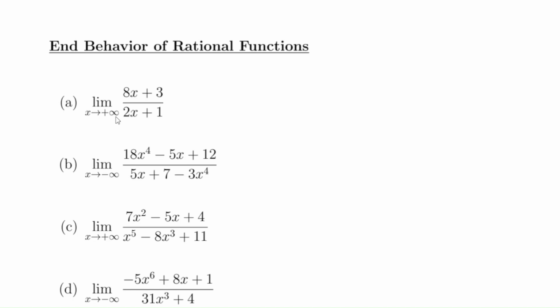Now imagine plugging in a really big positive number, let's say 100. What if you plugged in 100 for x? What kind of number would you get? Well, if you plugged in 100 here, 8 times 100 would be 800 plus 3. That'd be 803. In the denominator, we get 201. So if we plugged in 100, we get 803 divided by 201. If you do that on a calculator, that's really close to 4.